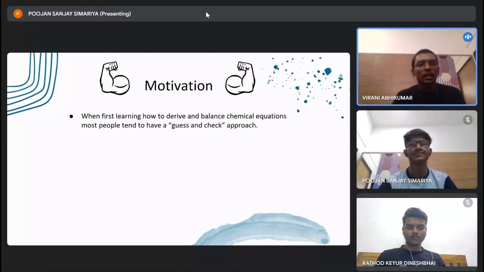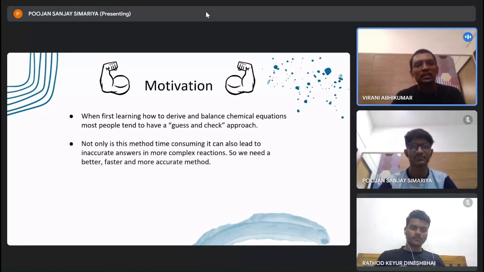When first learning how to derive and balance chemical equations, most people tend to have a guess and check approach. This method can be time consuming and error prone, particularly for complex reactions. Not only is this method time consuming, it can also lead to inaccurate answers in more complex reactions. So we need a better, faster and more accurate method.